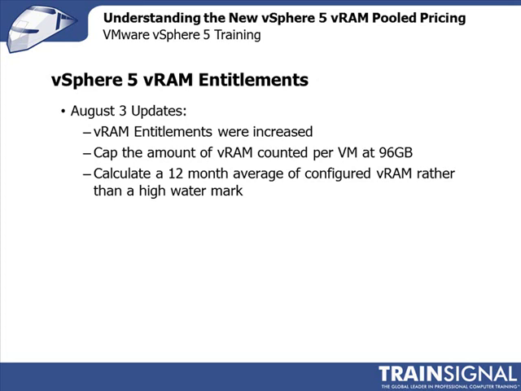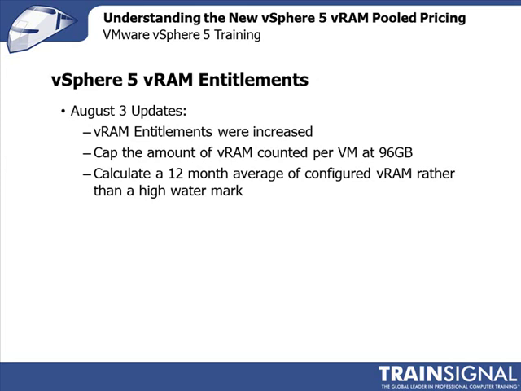Now let me talk about some changes to the vSphere 5 vRAM entitlements. These changes occurred after the initial July 12 announcement of the VMware Cloud Infrastructure Suite, of which vSphere 5 is a part. When that initial announcement was made on July 12th and vRAM pooled pricing was announced, that vRAM pooled pricing announcement really overshadowed the many advanced and amazing features offered by vSphere 5. After listening to their customers for a few weeks, VMware announced that they were making some revisions to the vRAM entitlements even before vSphere 5 was available and shipping. So on August 3rd, they announced these updates.